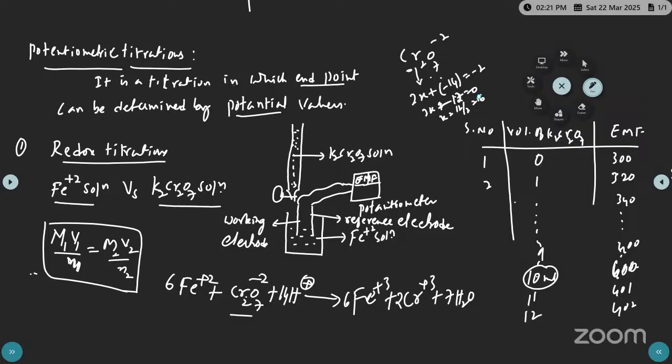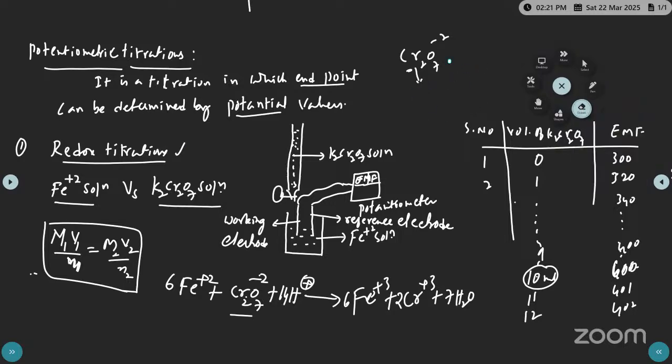And what happened? Here the oxidation number decreases, so it involves reduction. And here the oxidation number increases, it is oxidation. So both oxidation and reduction reactions take place. That's why this titration is known as redox titration. And then, what is the graph?